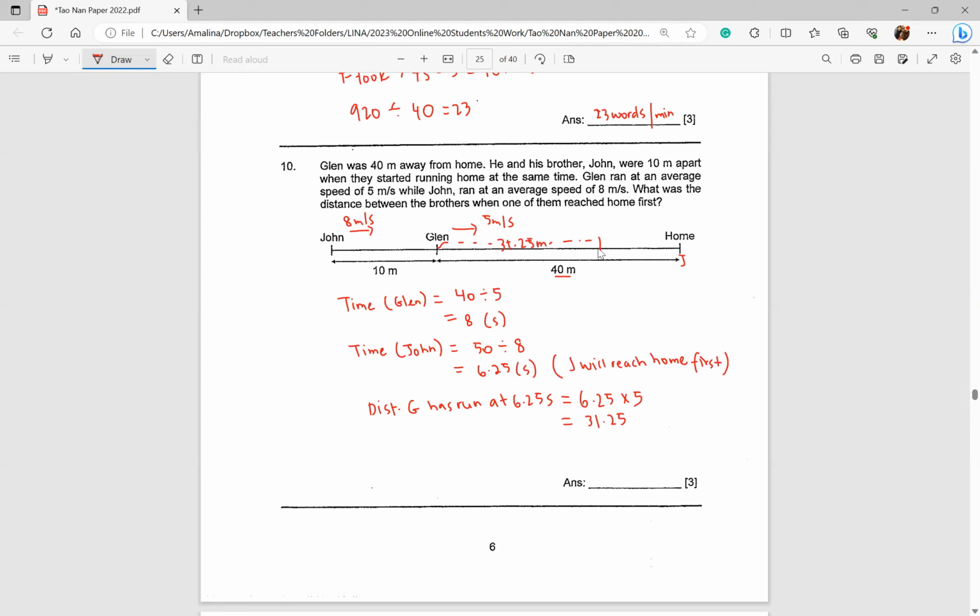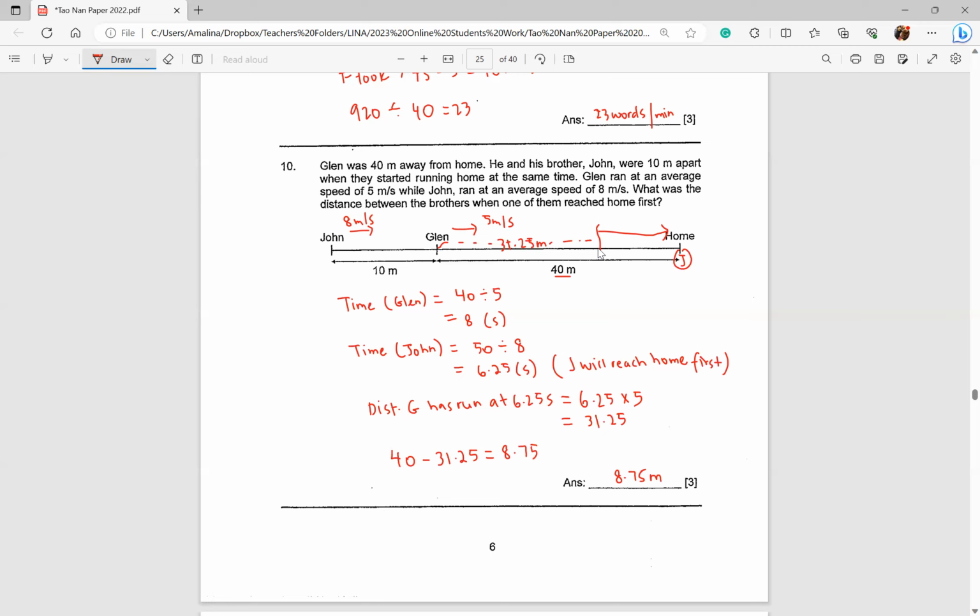And then the brother is already at the home. So if I want to find the distance apart, I will subtract from my 40 meters. So 40 meters minus 31.25, I will get the distance apart between these two brothers. So that will be 8.75 meters. Okay?